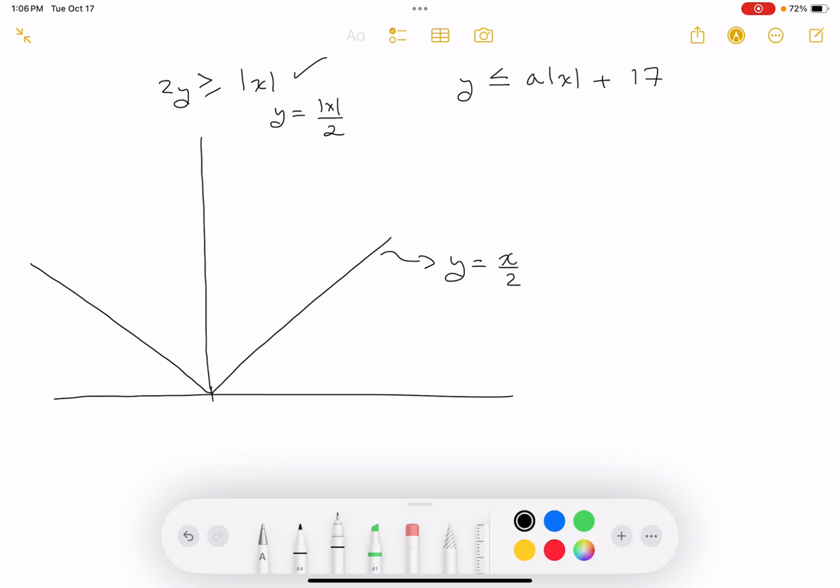Now, for 2y to be greater than that, I pick a test point, any point in the half plane. If you pick the point (0, 1) and plug it in, what would you get? Well, we know it's up here somewhere. So if I were to shade this in, it would be shaded above, like this over here. I know it's shaded in up there. Let me do the other one, though.